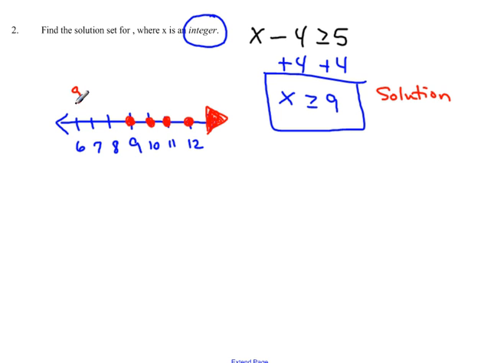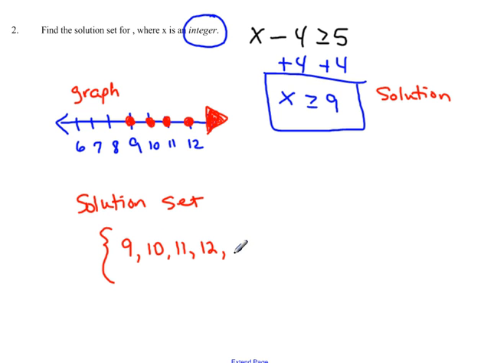Here's my number line graph. And for integers and natural numbers and whole numbers, you need a solution set. Okay, that means set notation. So convert your graph here to set notation. So my first number is 9, then 10, then 11, then 12. And how do we indicate keep going and going in a set? You put dot, dot, dot. And that says all the numbers 9, 10, 11, 12 keep following that pattern and keep going and going to infinity.